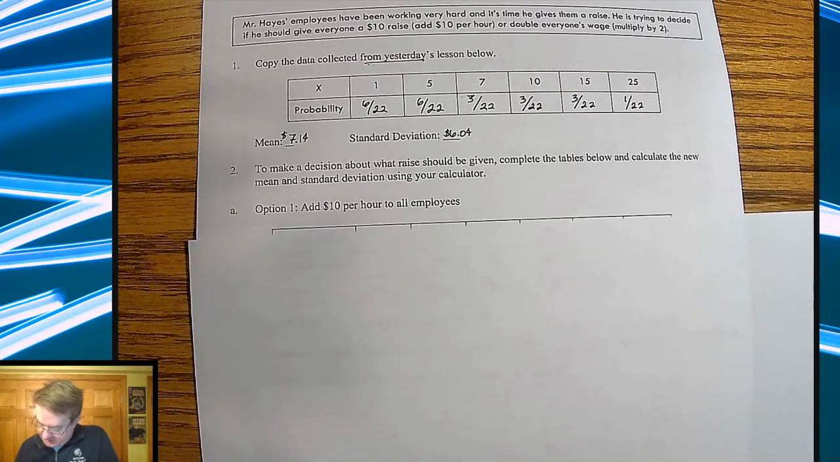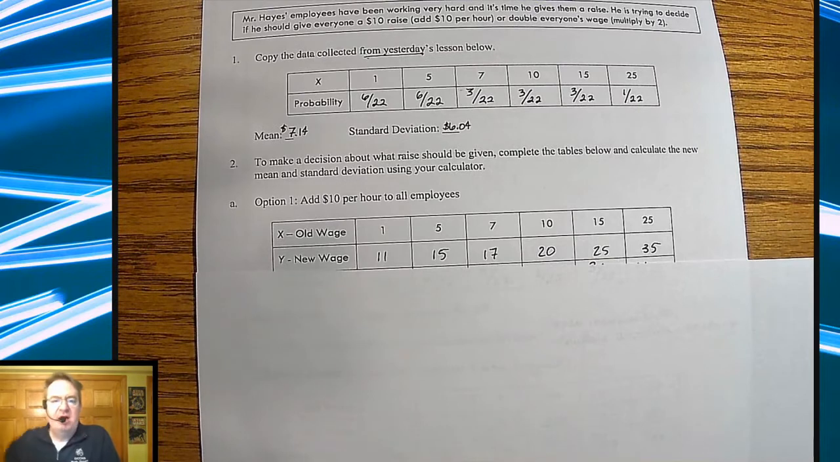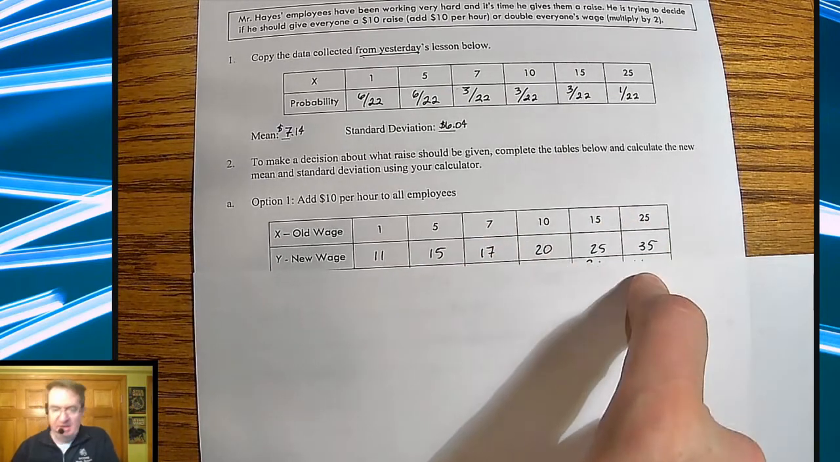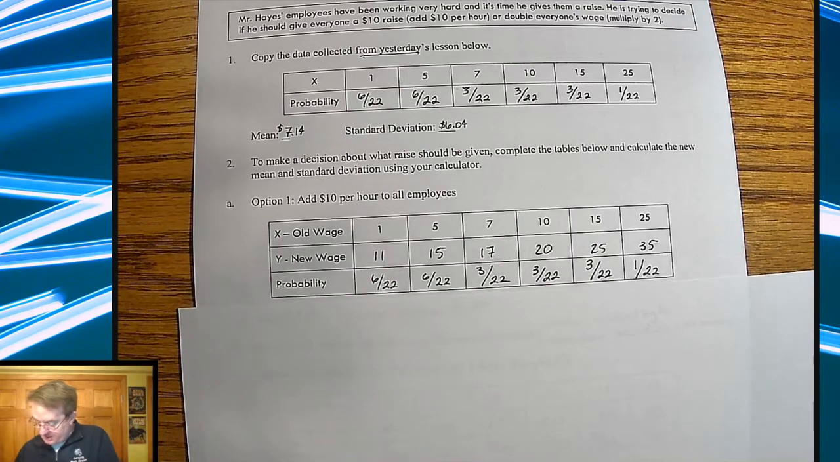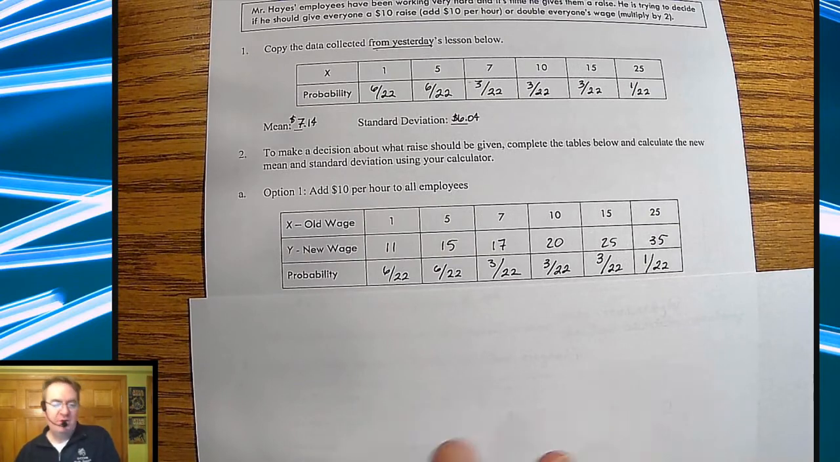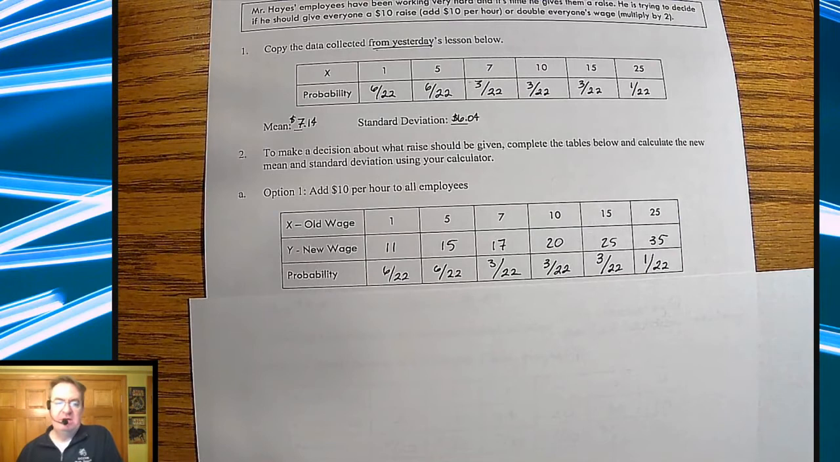So the first thing that everybody does is go through and find their raises. The old wages are on the top and the new wages are on the bottom. So $1 now gets 11, $7 now gets 17, 25 now gets 35. I know. Stop, please. I'm more than happy to do it. Now, the probabilities are still going to be the same. So the probability distribution is going to look similar, it's just that all the wages are higher.